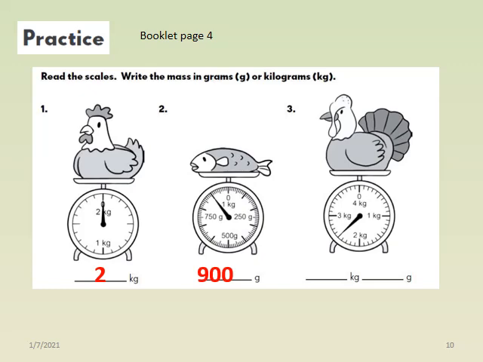As for the turkey, you will find that the arm is between the 2 kilograms and the 3 kilograms, which means it's 2 kilograms and an amount of grams. Let's see how many. Every small arm indicates 100. So 100, 200, 300, 400, 500 grams.